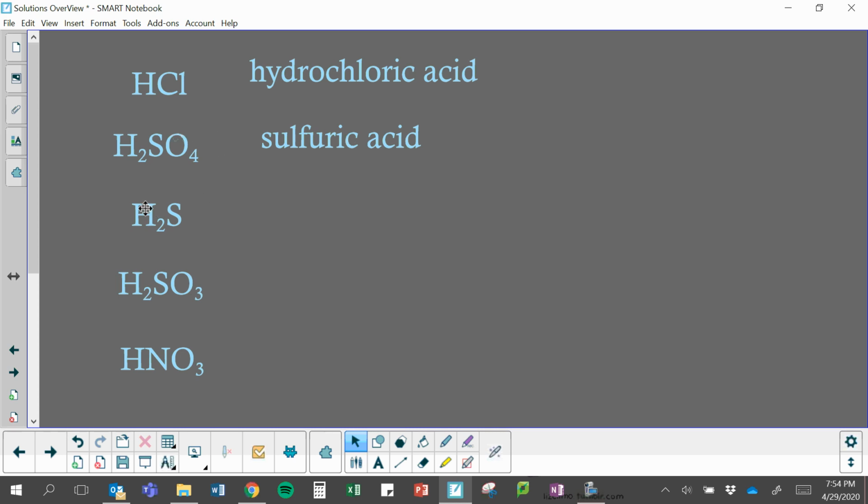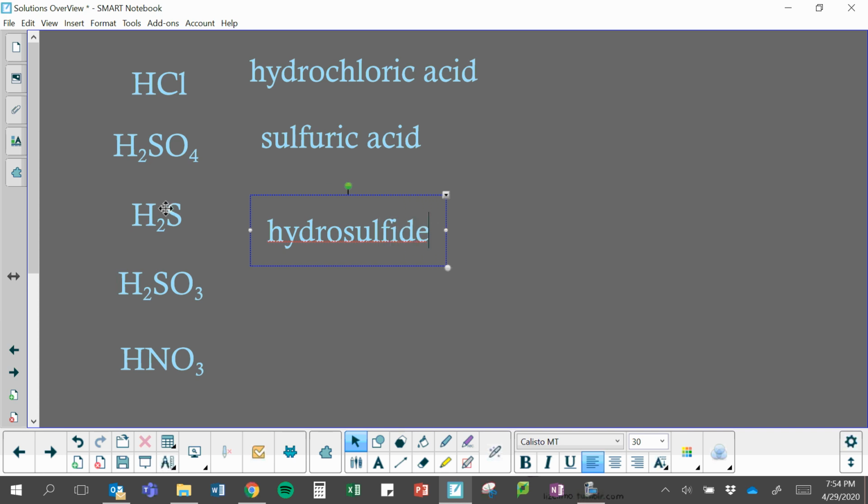This next one is no oxygen, so it's going to follow the same rules as our hydrochloric acid. So it would be hydro, and then this will be sulfur, but instead of writing sulfide like we would normally when we're naming, we're going to say hydrosulfuric acid.